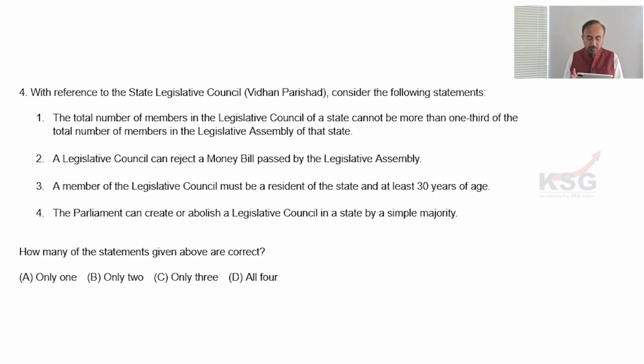I suppose statement one is correct. Article 171, yes. Statement two is incorrect. It cannot reject a money bill passed by the Assembly. Statement three is incorrect. Minimum age 30, that part is correct, but the person has to be a citizen of India. And the fourth statement is correct. So I suppose two statements are correct. The answer would be B in this regard. First and fourth statements are correct. Now we have the fifth question.